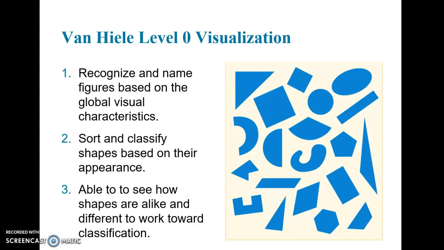Students at level 0 recognize and name shapes based on global characteristics. A square is defined by a level 0 student as a square because it looks like a square. Appearance is dominant at level 0. Students at level 0 may see a square with sides that are not horizontal or vertical and believe it is a diamond and no longer a square.